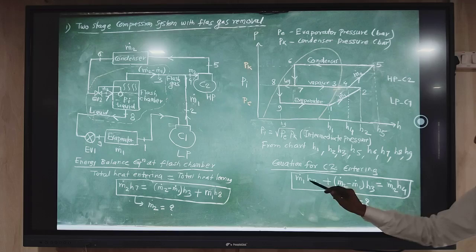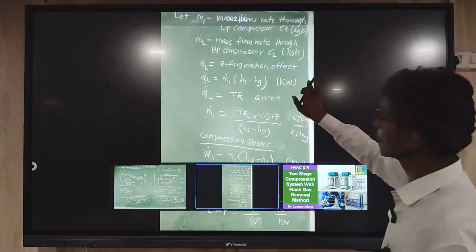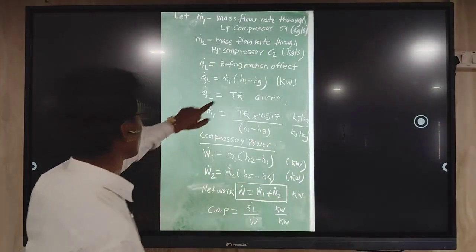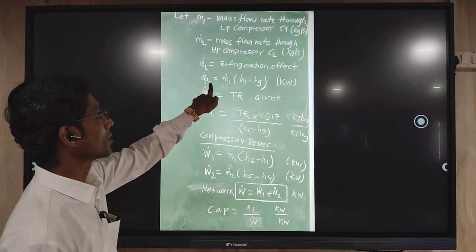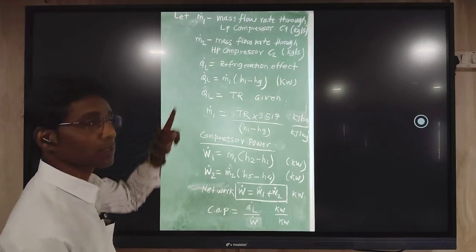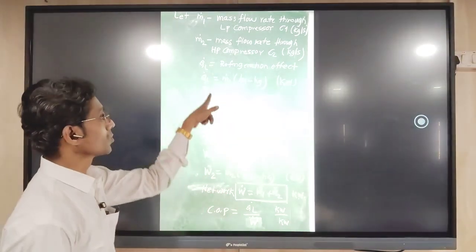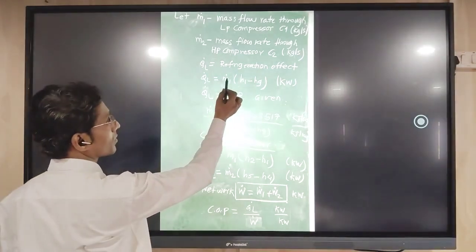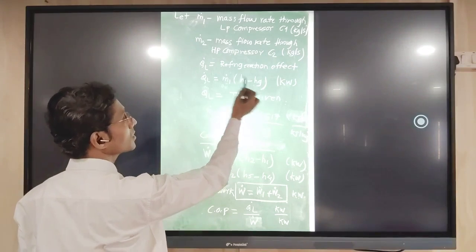Now in this case, M1 dot we find by the formula here. This we already discussed. This is the cooling effect at the evaporator formula. This cooling effect is the capacity of the system that is given in the numerical in TR. So for this M1 dot, we can write the formula by arranging this equation.